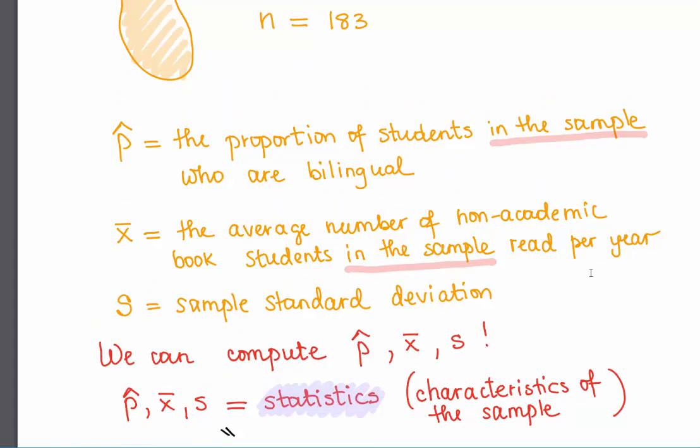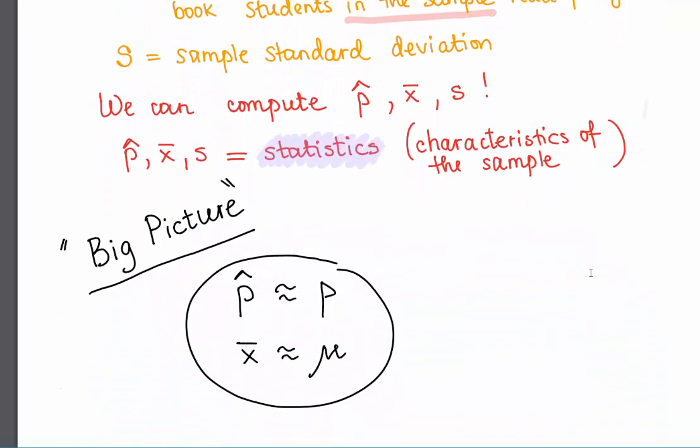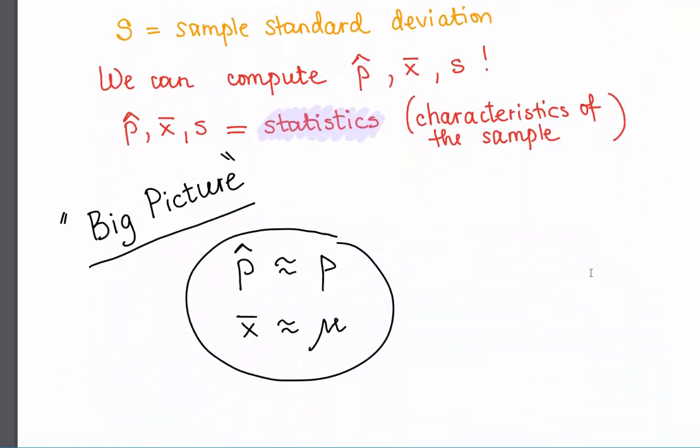But what is the big deal? What is the big picture? The big picture is that we want to say that p hat is approximately p, because this quantity right here we don't know. Or x bar is approximately mu. This quantity right here we don't know, but we can compute p hat and x bar if we take a good representative sample, unbiased, with the right size.